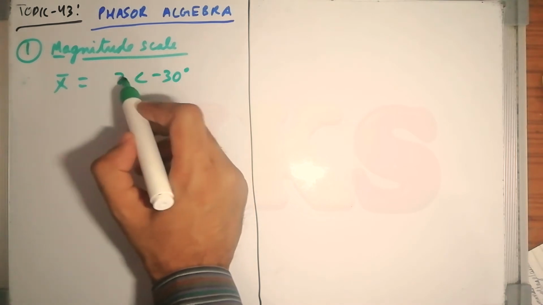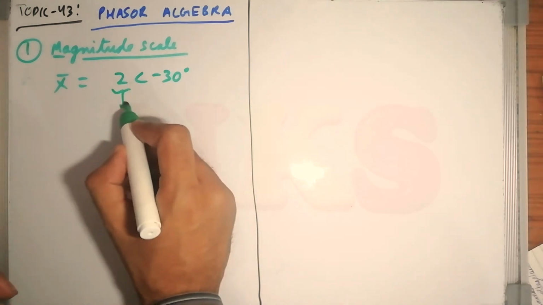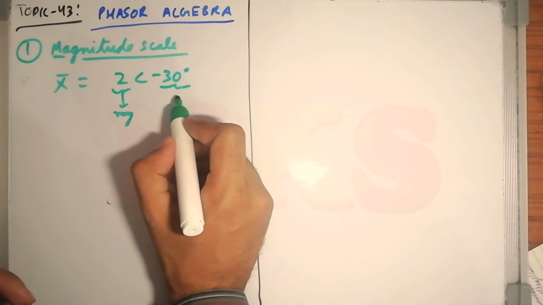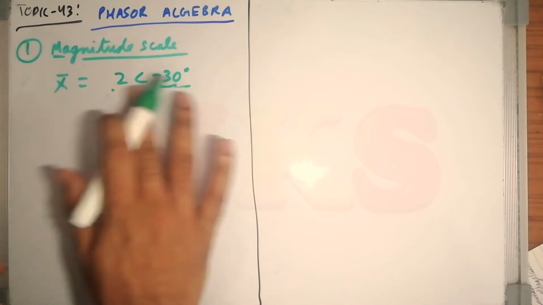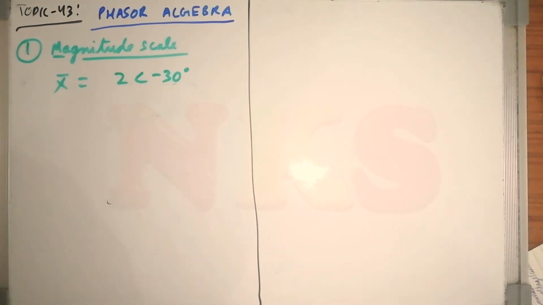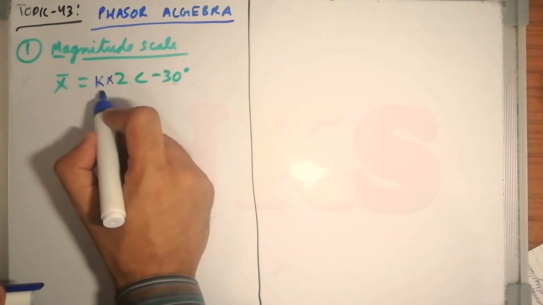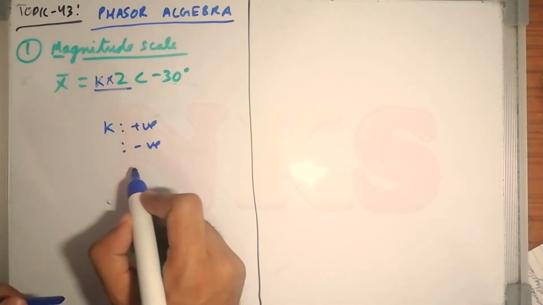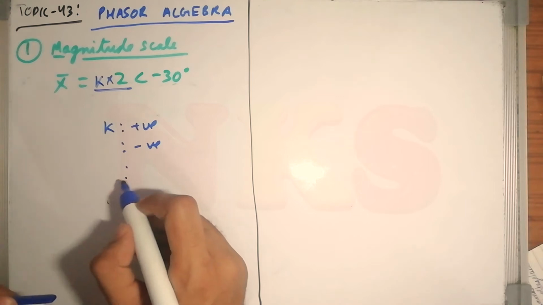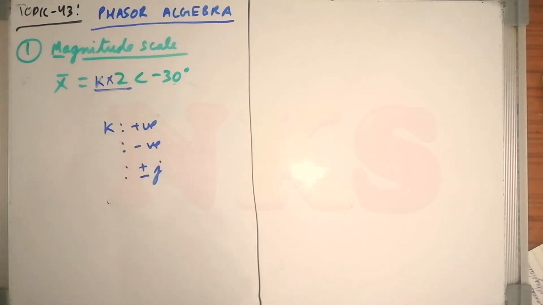And if I scale it, magnitude scaling, I multiply this magnitude. I hope you know that this is the magnitude and this is the phase. There are three possibilities of scaling. I can multiply some constant k to this magnitude. This k can be positive, this k can be negative, and this k can be purely imaginary, that is, either plus j or minus j. So what happens when you do this? We will see.